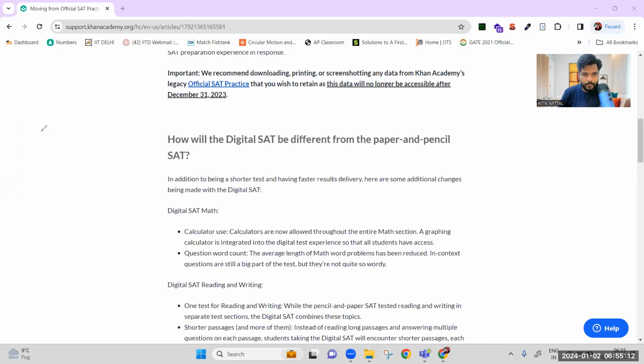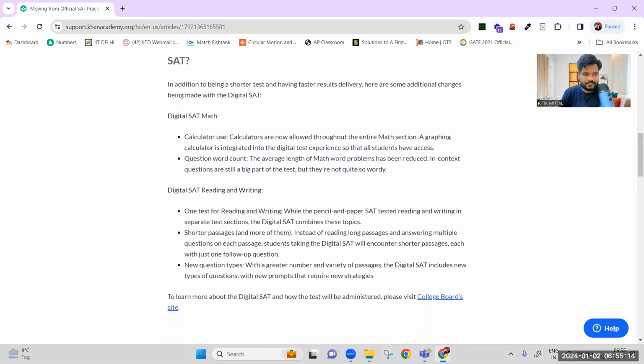Okay, second, if I talk about the reading and writing section, what difference has come? Here you see, earlier there was a separate test for reading and a separate test for writing, but going forward for the digital SAT there will be only one test for reading and writing. You can see here it is written one test for reading and writing, while earlier in the pen and paper SAT there were separate sections. So that's the first difference in the reading and writing section.